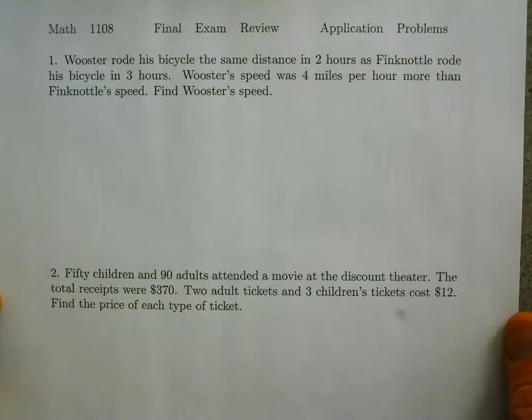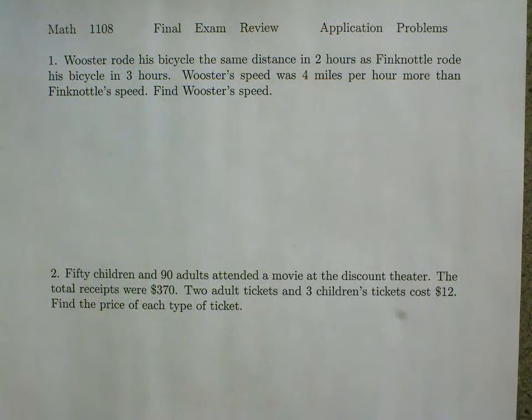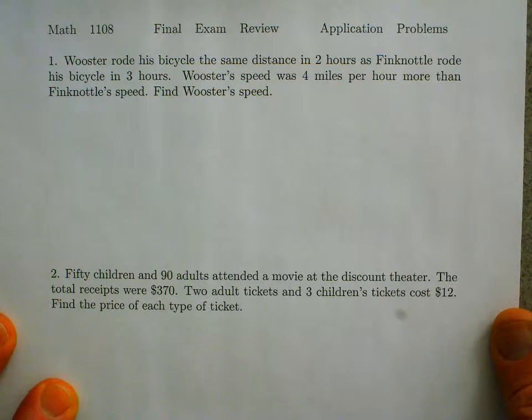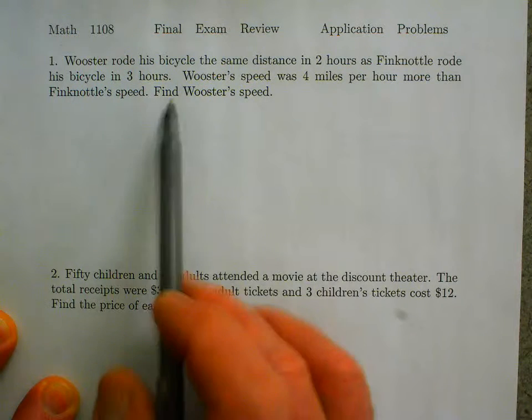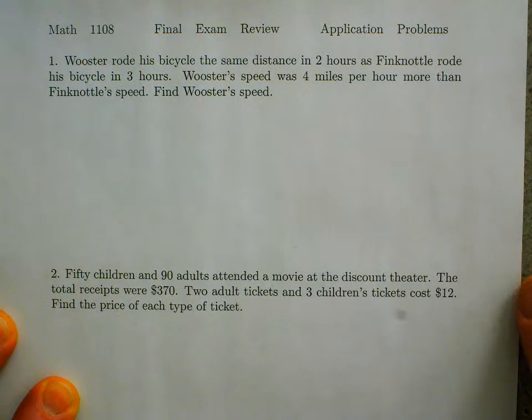Okay, number 1 says Wooster rode his bicycle the same distance in 2 hours as Finknottle rode his bicycle in 3 hours. Wooster's speed was 4 miles per hour more than Finknottle's speed. Find Wooster's speed. That's the same as saying find Wooster's rate. So this is rate times time equals distance. It's a uniform motion problem.